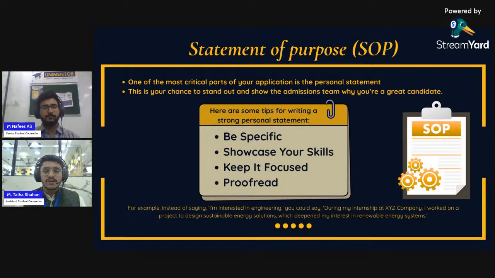And last but not the least, one of the most important things to do after writing your SOP is to proofread it. Make sure your statement is free of spelling or any grammatical mistakes. Any student who has just written his SOP must proofread it 2 to 3 times before sending it to the university so that there should be no spelling or grammatical mistakes. So remember, this is your opportunity to tell your story. So make it compelling. Now over to you, Mr. Nafis.